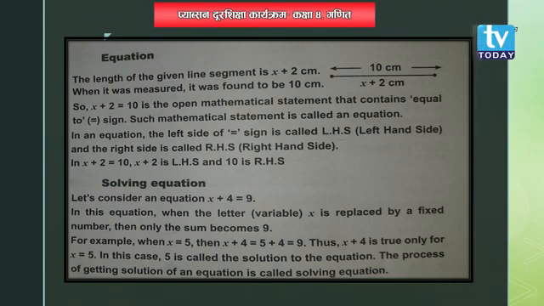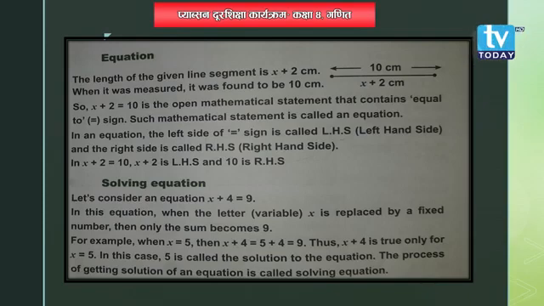Let's first learn the process, how to solve the problem. See in this slide also, let's consider the equation x plus 4 equals 9. In this equation, when the variable x is replaced by a fixed number, then only the sum becomes 9. Have you looked over there? So x plus 4 equals 9, that means x plus 4 is the left hand side and 9 is the right hand side. Over here, when you add x plus 4, the sum will be 9.